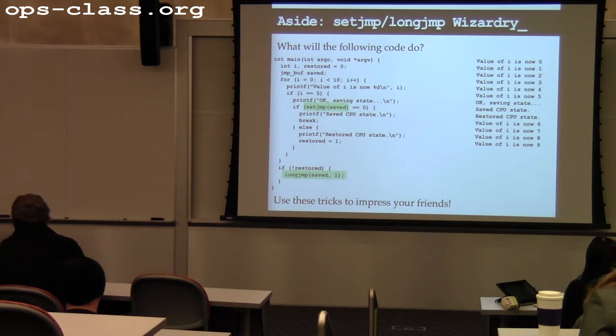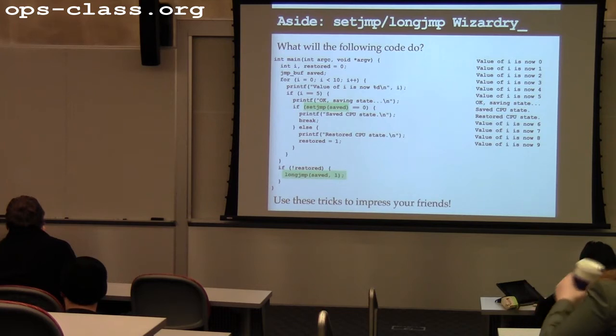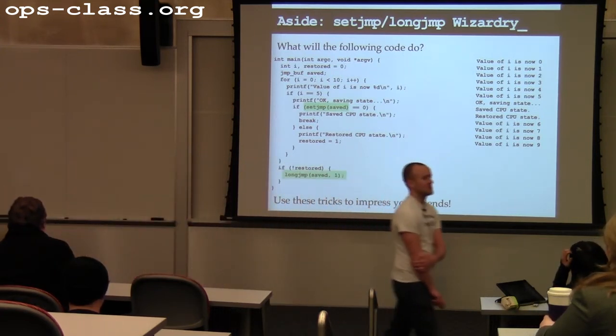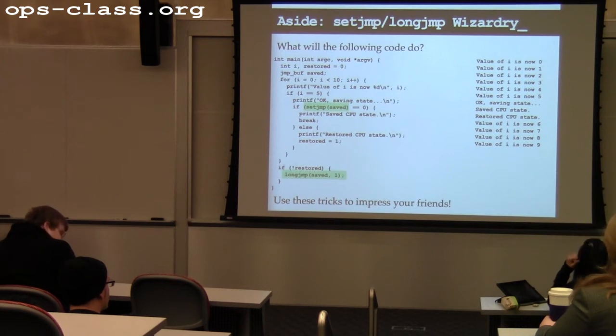So I'm just showing you this as proof that this is possible. I've never seen real, legitimate, well, I shouldn't say legitimate. I mean, I don't read a lot of C code for fun, right? I would be surprised if there were super legitimate uses for setjmp and longjmp other than obfuscated code competitions. But this is still pretty cool. It shows you what you can do.